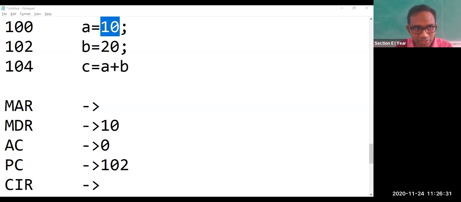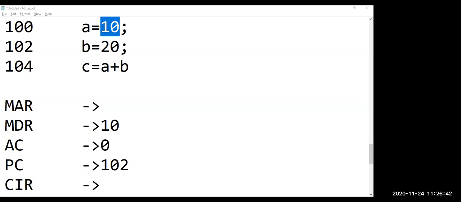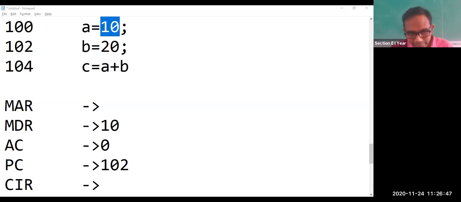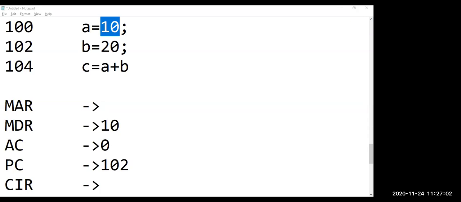Now, concentrate on the next instruction, 104. Current instruction register becomes 104. Do we have a next instruction? Because we don't have any instruction, I'm writing the next instruction address, that is 106. Now, what do you mean by intermediate result? Accumulator will be having the intermediate result, right? A plus B, 10 plus 20, what is the result? 30 will be there in AC.